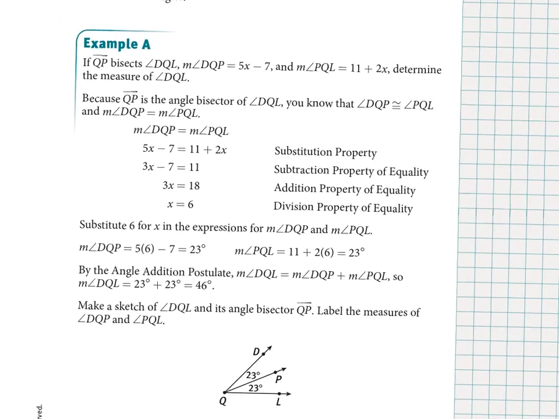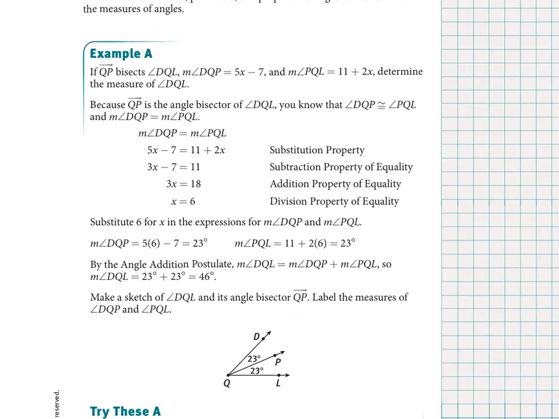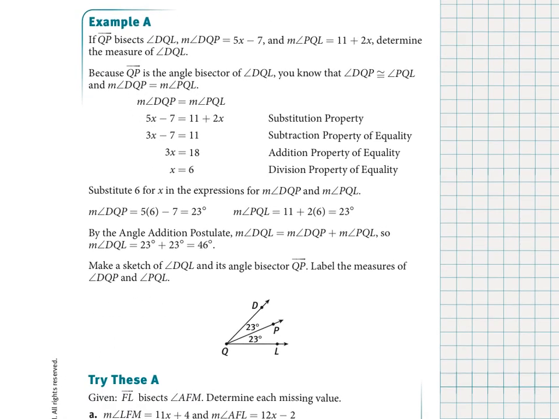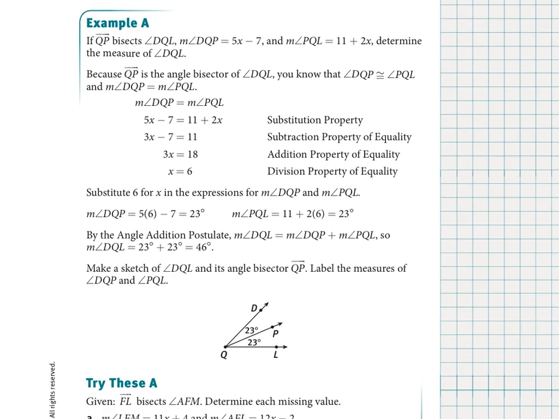Hopefully, you can see that we have a picture below that's a nice sketch for us. If we look below, we see they already sketched the picture for us to help us out. Now, they did find the angle measures already, but here's the setup of what we're looking at. We want to figure out the measure of angle DQL, this whole entire piece here, from the given small pieces. It tells us the measure of angle DQP is 5x minus 7. Then it tells us the measure of PQL is 11 plus 2x.